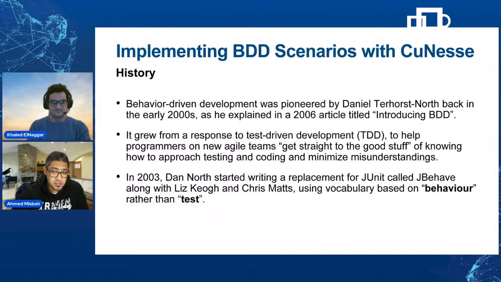It grew from a response to test-driven development to help programmers on new Agile teams get straight to the good stuff of knowing how to approach testing and coding and minimize misunderstandings. In 2003, Dan North started writing a replacement for JUnit, which he called JBehave, and he wrote that with a couple of other colleagues, Liz Keogh and Chris Matts. And they used the vocabulary of behavior rather than test.